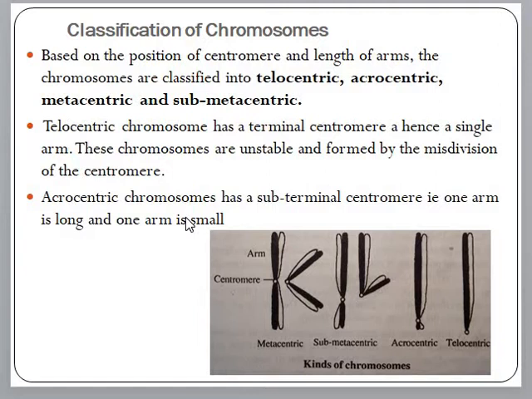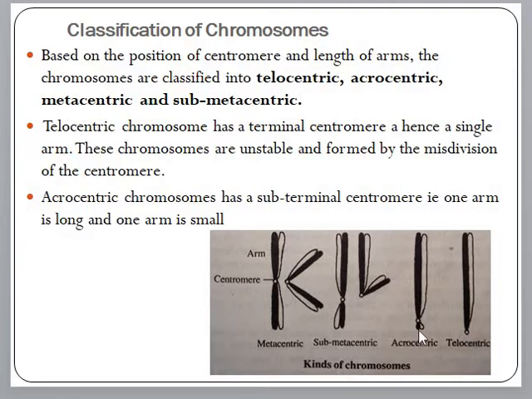Mainly depending on the position of the centromere, chromosomes are divided into four types. They are telocentric, metacentric, acrocentric and submetacentric. In telocentric chromosomes, the centromere is occupying a tip position, so it has only one arm. Such chromosomes are called telocentric chromosomes.